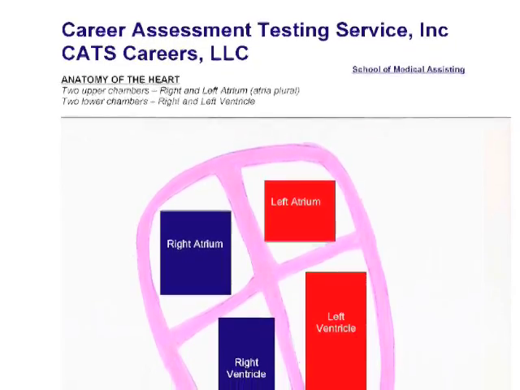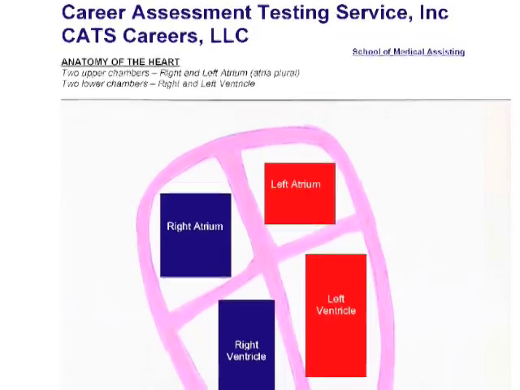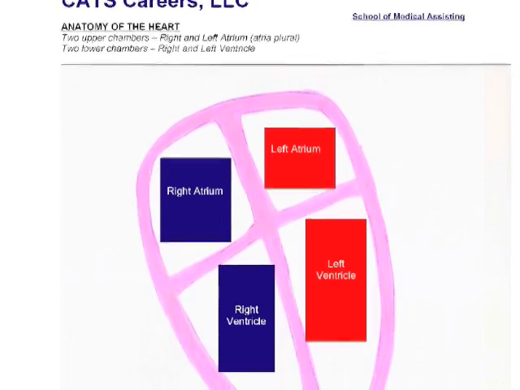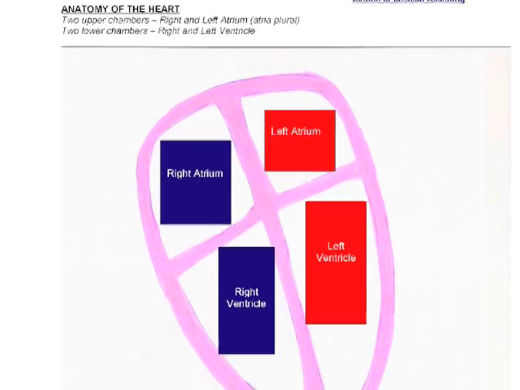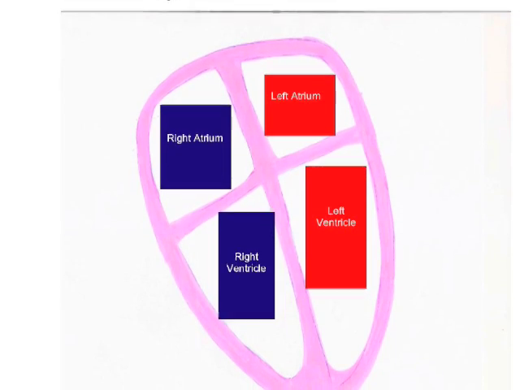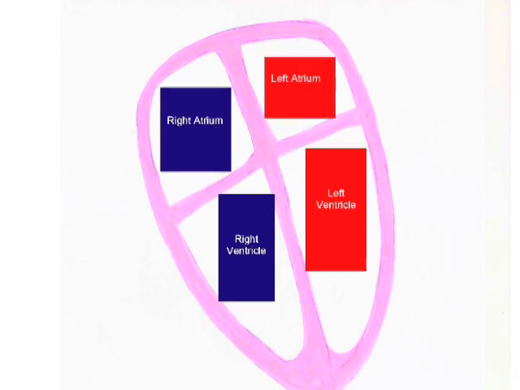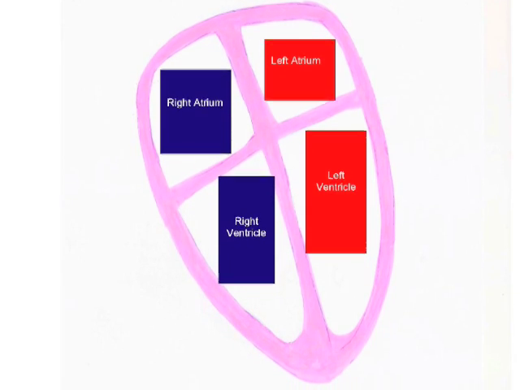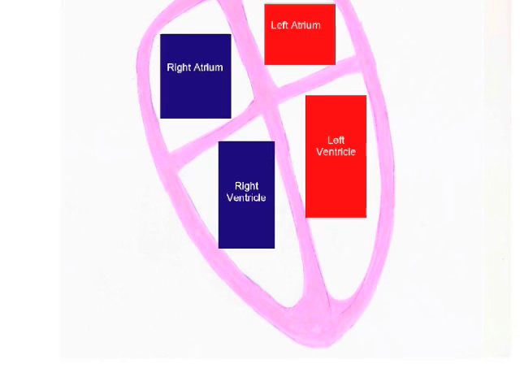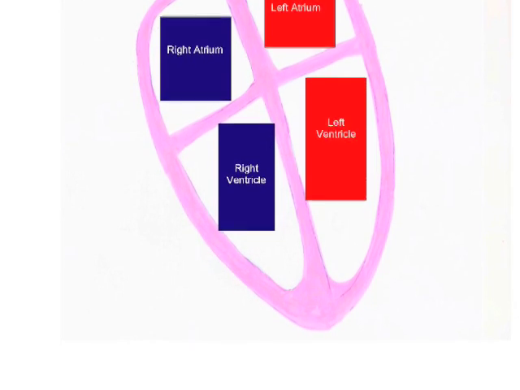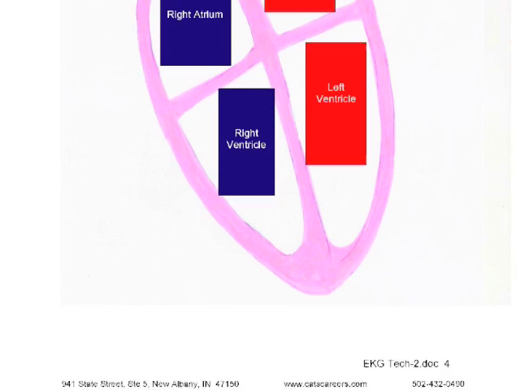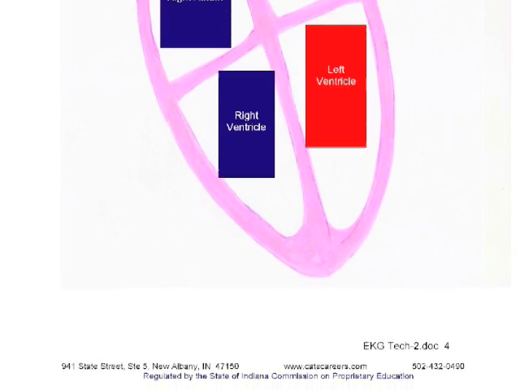Anatomy of the heart. As you can see, you have 2 upper chambers. It's the right and left atrium. And you have 2 lower chambers, the right and left ventricle. As you can see, on the right side of the heart, the blood is blue. On the left side, the blood is red. On the right side, you have deoxygenated blood, which means oxygen-poor blood. And when it goes to the lungs, it picks up oxygen and comes back into the left side of the heart. And that's why it's red, because it picked up oxygen from the lungs.